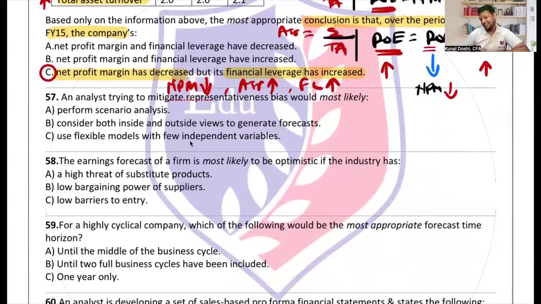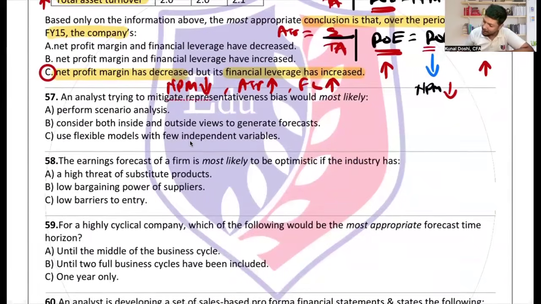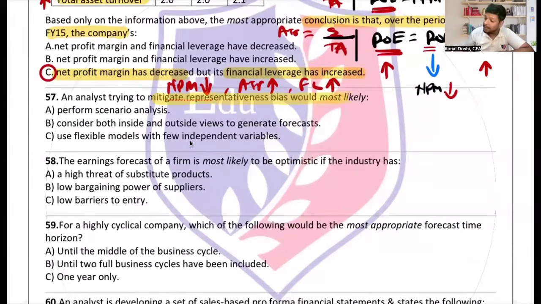Understood? Okay. Analyst is trying to mitigate representative bias. See, there is behavioral finance. If you see, it's asked many times in the syllabus. This is, by the way, related to financial modeling, that when an analyst is modeling, what type of biases the analyst can consider.